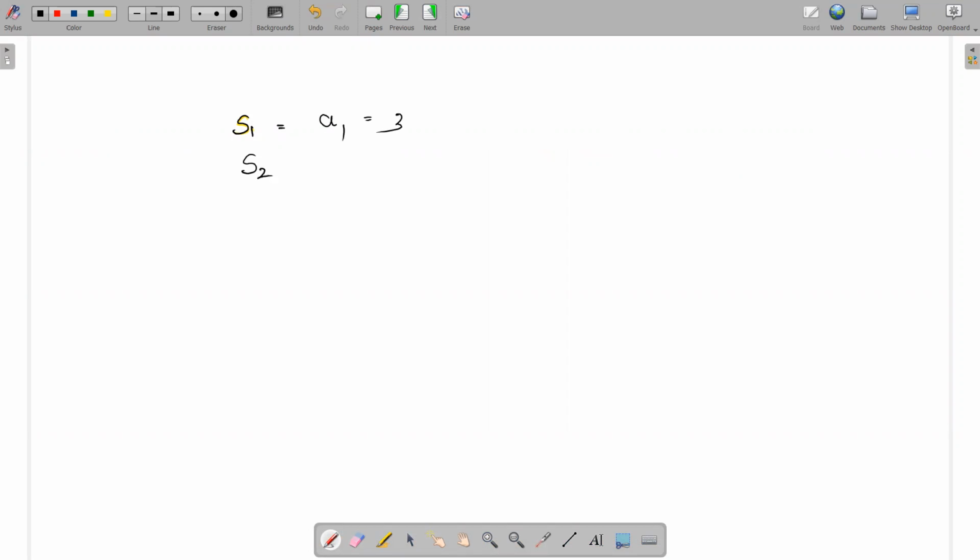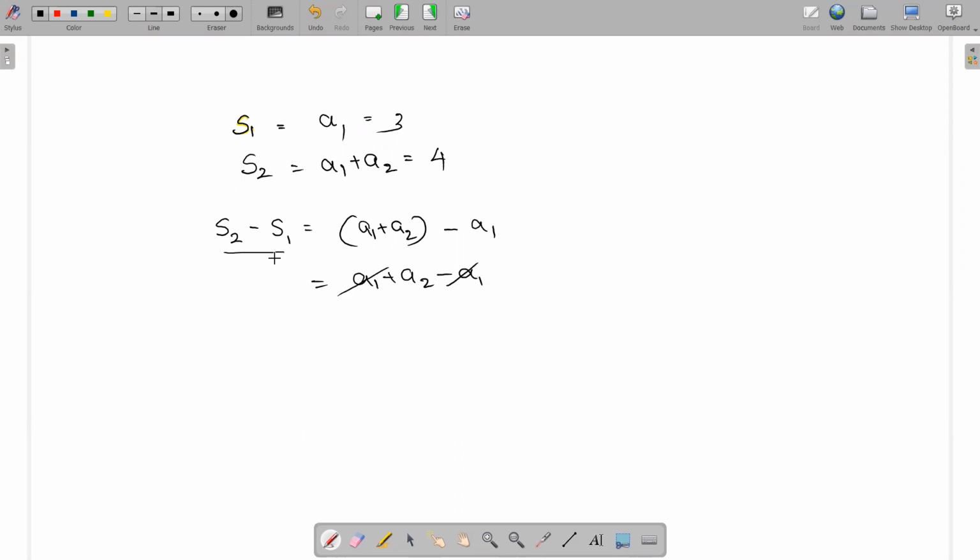And S2, which is nothing but the sum of these two, A1 plus A2, that you got, it's 4 here, isn't it? Okay. See, if we subtract this one, what we will get? S2 minus S1, what we will get? A1 plus A2 is S2, correct? Minus A1, what will you get? A1 plus A2 minus A1. That means A1 and A1 are gone. If we subtract S2 minus S1, we will get A2.